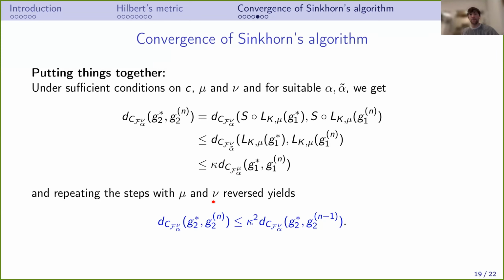And then just repeating these steps with new and new reversed gets us this kind of contraction property for the algorithm as we want. So I just want to emphasize that with this inversion operator S, we lose a little bit, but this integral operator again contracts things back to the level which we need. So here we win something and here we lose a little bit.